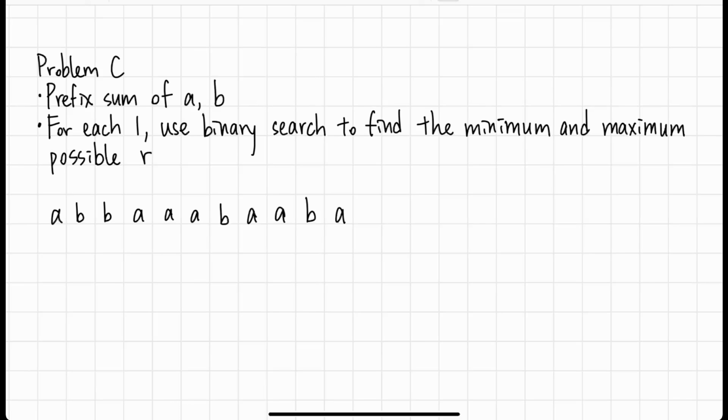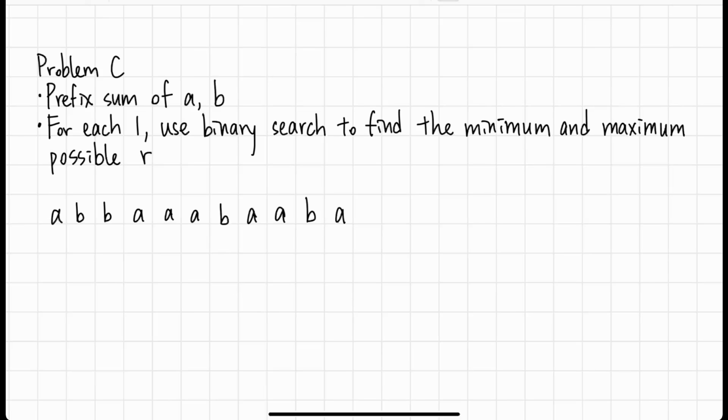So let's see how we can solve this problem. We can use prefix sum to solve this problem because we can't just loop through all possible values of L and R, since n is equal to 3 times 10 to the power of 5. If we loop through all possible values of L and R, that would give an n squared solution, which would exceed the time limit. So we need to find a quicker solution.